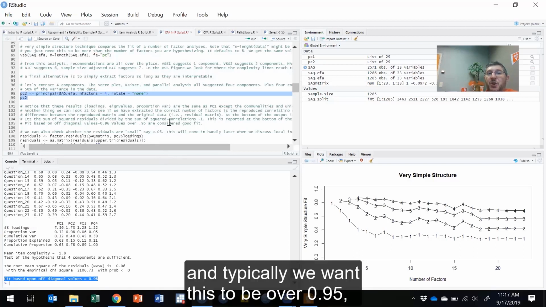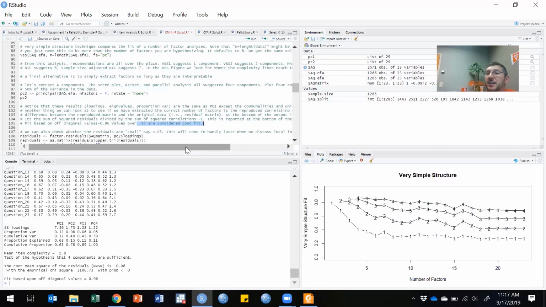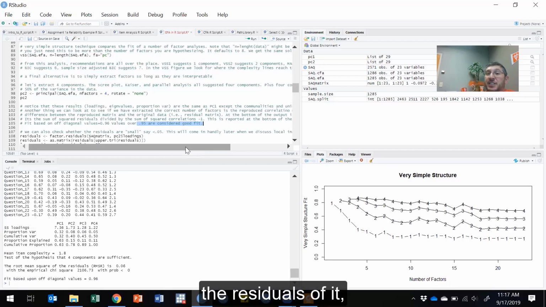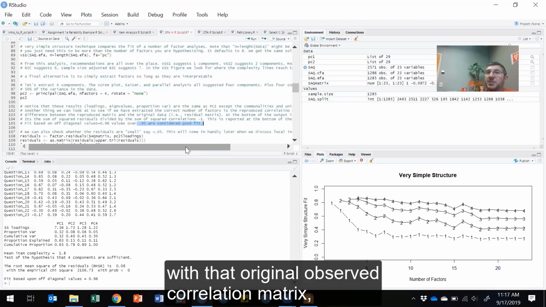And typically we want this to be over 0.95. Ours is 0.96, showing that it's a good fit. Another thing we can do is examine the residuals of this. So, we have our original data set with that original observed correlation matrix.